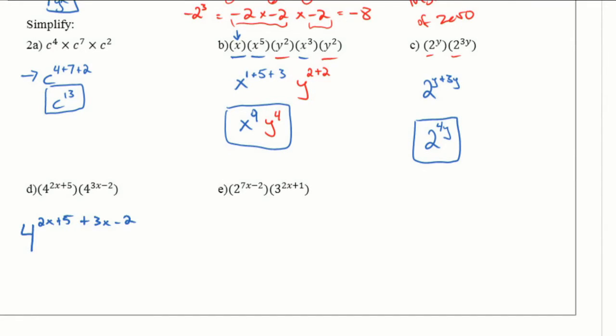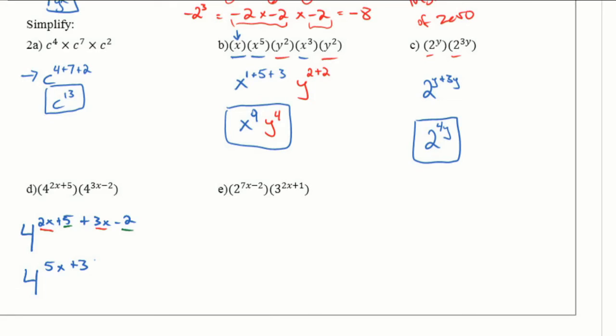Now, our rules still apply, combining like terms. I have x's, I'm going to combine with my x's. I have a 5, I'm going to combine that with my negative 2. My base still stays the same, my base is still going to be 4. I have 2x's plus another 3x's, so I have 5x's. And then I have 5, and I'm going to take away 2. So I have plus 3. So 4 to the power of 5x plus 3.